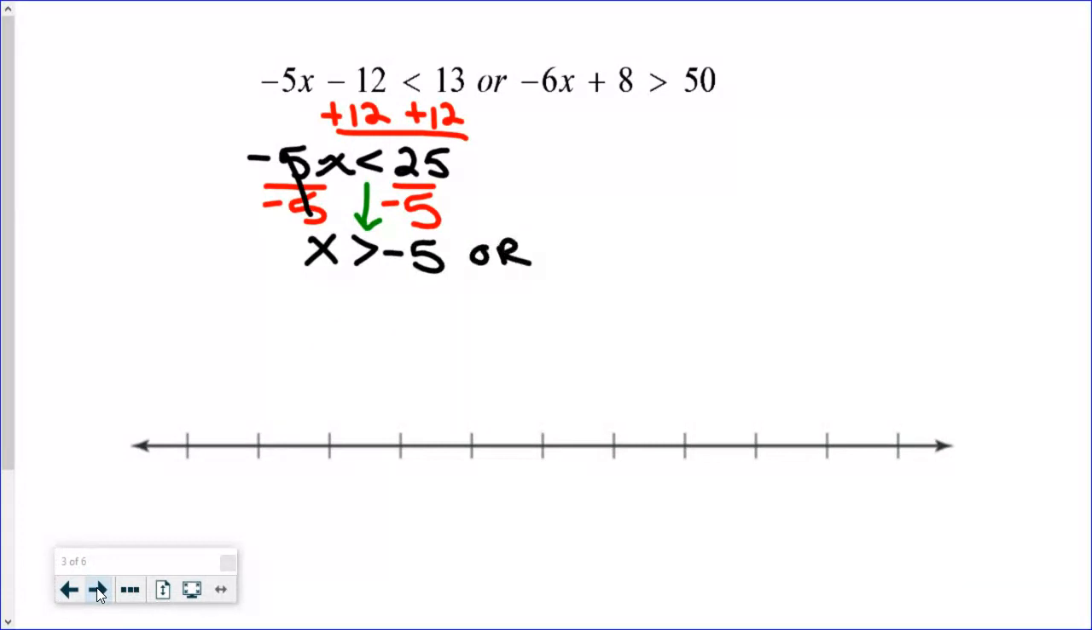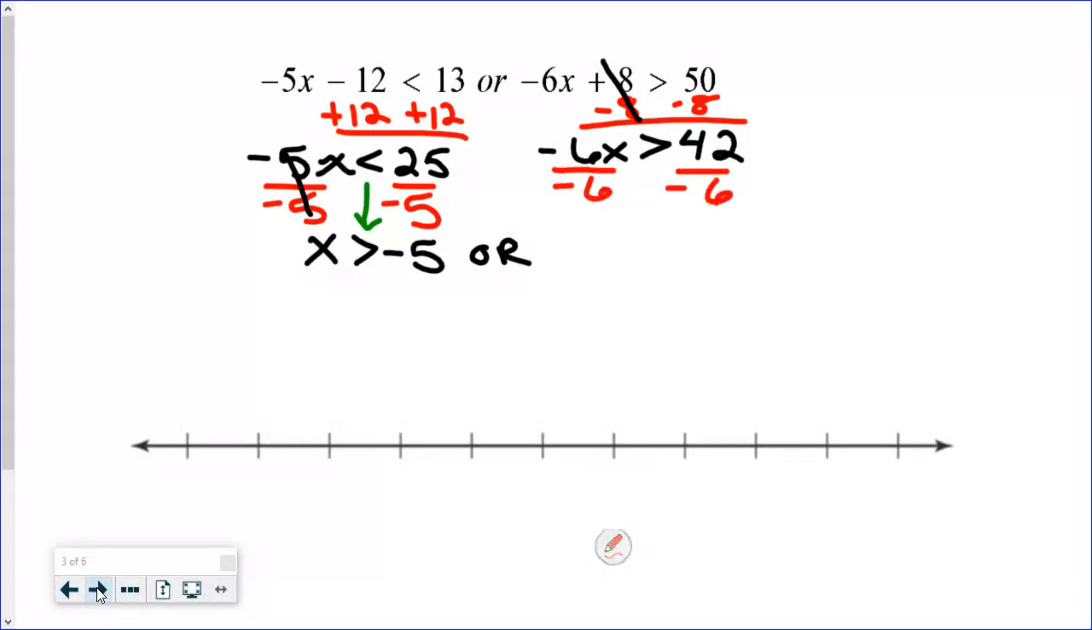Okay, here we go now. Minus 8. Okay, so that goes away. We have negative 6x is greater than 42. And again, I'm dividing by a negative again. Don't forget, when you divide by a negative, you've got to flip that sign to the other direction. Okay, and then you do the math.